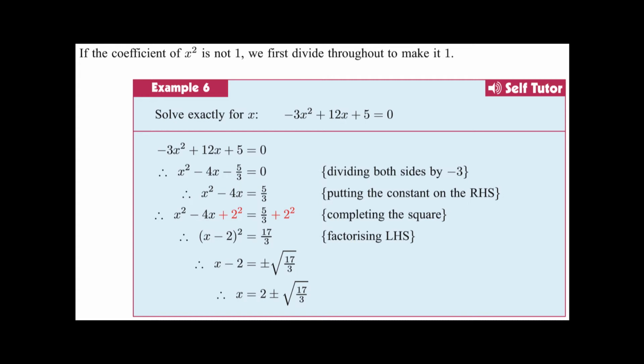A useful tip to know after putting the constant on the right hand side is that the constant term that you're going to add to both sides is just going to be the same as taking the coefficient of the x term, divide by 2, and then squaring it.